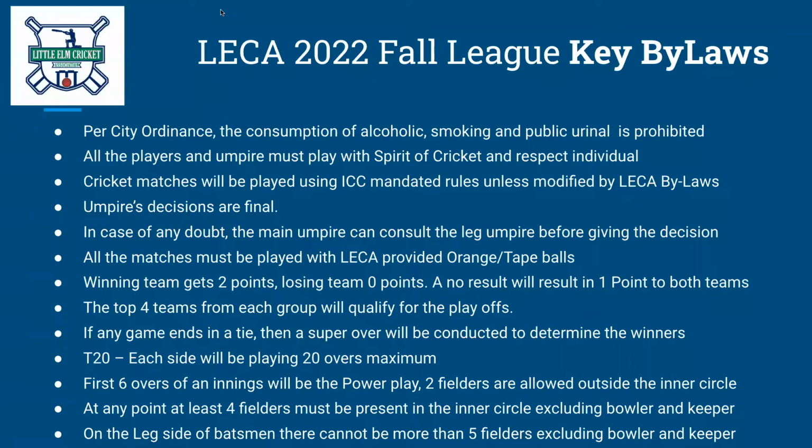The maximum is 20 overs as long as weather permits, otherwise it will be fewer than 20 overs, which will be decided by you as umpires. The first 6 overs are powerplay, and only 2 players are allowed outside. At any point in time, not more than 4 fielders. Minimum 4 fielders should be inside the inner circle, irrespective of the powerplay. On the leg side of the batsman, not more than 5 players can be placed.